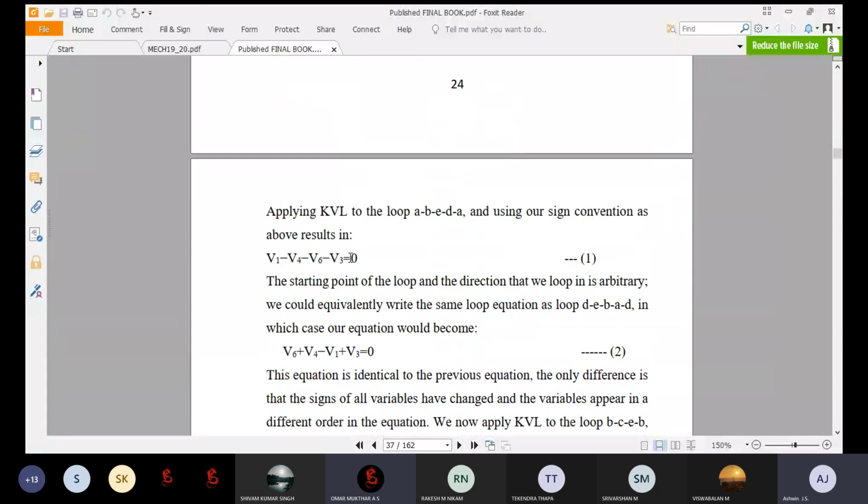Have you changed the page? Are you on the same page, sir? It is still showing page number 24 for me. Page number 24. I was on 26. No sir, your cursor is also not moving. It is still showing page 24 for us. Okay. Then I will write it. I'll change the network.